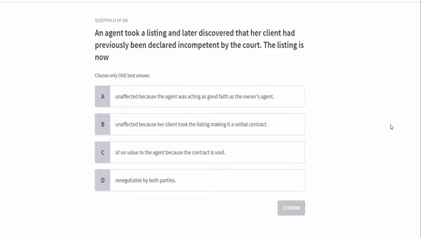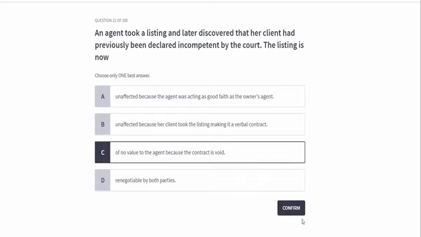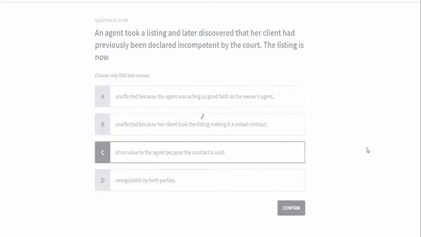Enough distractions. Let's get down to business. So we've got this question here. It says an agent took a listing and later discovered that her client had previously been declared incompetent by the court. The listing is now what? So the answer for this one is C. It is of no value to the agent because the contract is void.